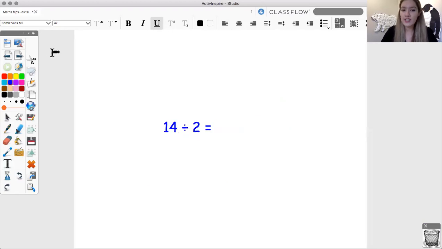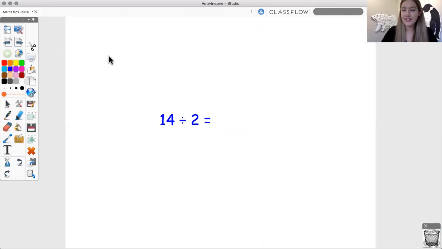What is 14 divided by 2? Off you go. Okay, call it out to the screen. 14 divided by 2 is 7. Absolutely. 14 divided by 2 equals 7, which means that half of 14 is 7 as well.